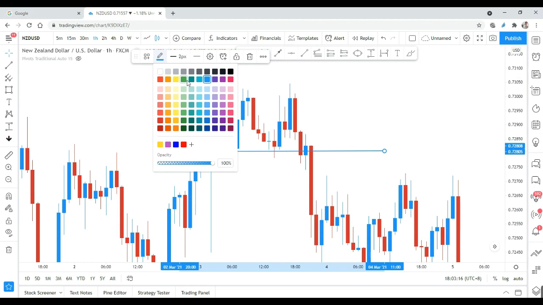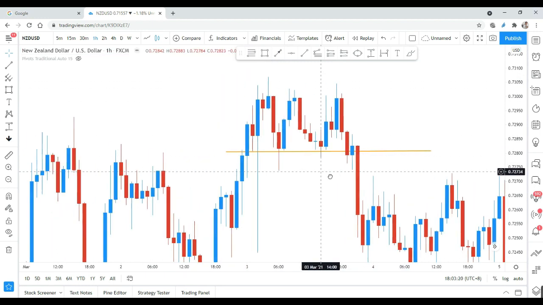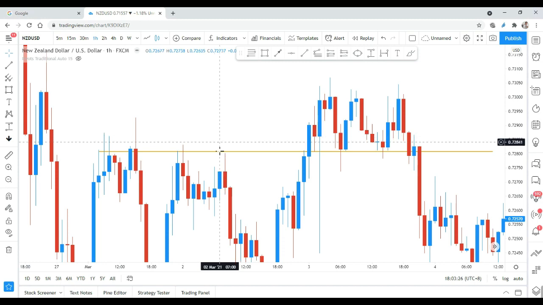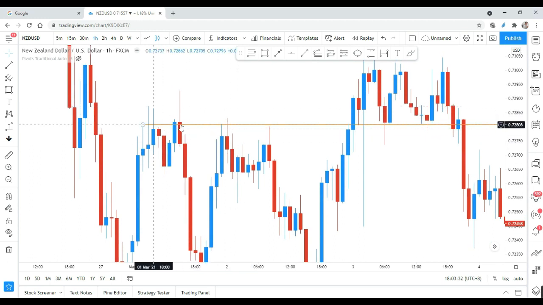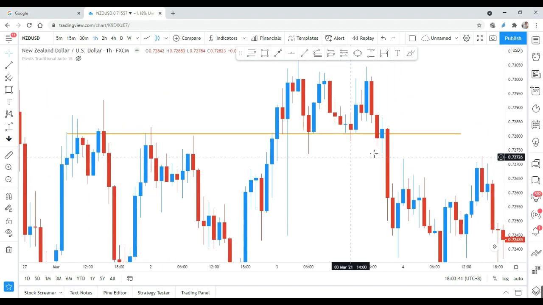Let's put orange color, right? So if you extend this line further down to your left, what can you get? You can see that there is a lot of rejection along the line. Of course, this rejection is not uniform, but multiple rejection means that it's a SSR, significant support and resistance.